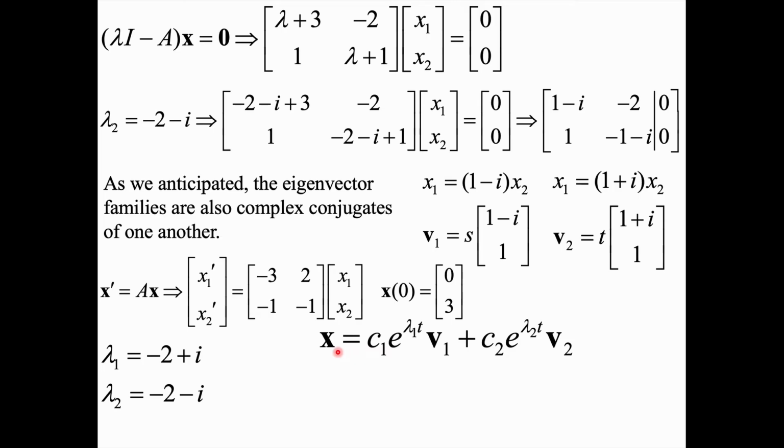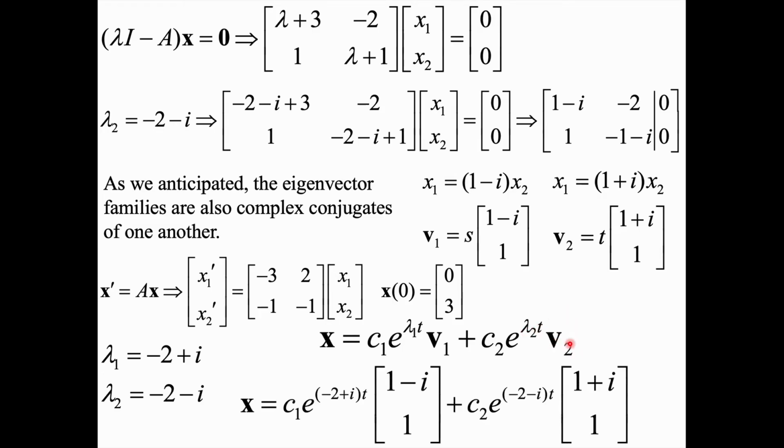We now wish to create the solution by building on that theorem we talked about at the outset. We're going to take e to the first eigenvalue t, times the first eigenvector family, plus a constant multiple of e to the second eigenvalue t times the second eigenvector family. Well, what does that look like in this case? Well, here are the eigenvalues. Negative 2 plus i was lambda 1, and negative 2 minus i was lambda 2. So here we have an expression for the general solution to this system of differential equations. This is correct. However, there are a lot of complex numbers involved in this.